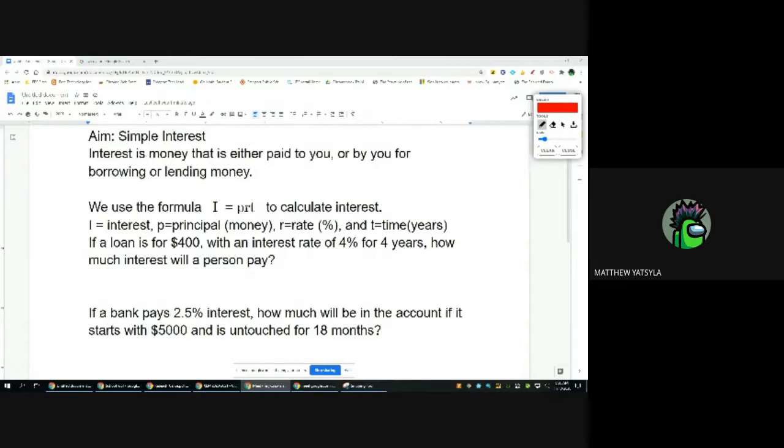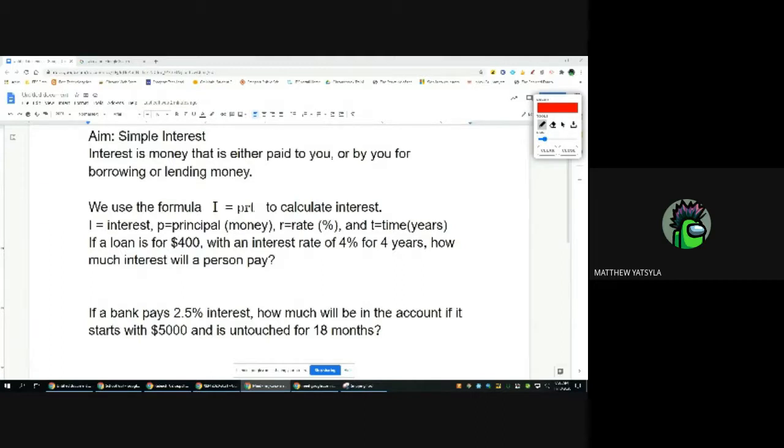Now, interest is either money that's paid to you or that you pay for having a bank account or taking out a loan. So if you put money in a bank, they're paying you interest. They use that money then to loan to other people who then pay them interest. If you have a credit card, you borrow money, you're paying interest, which is extra money on top of that for borrowing that money. It's like a fee.